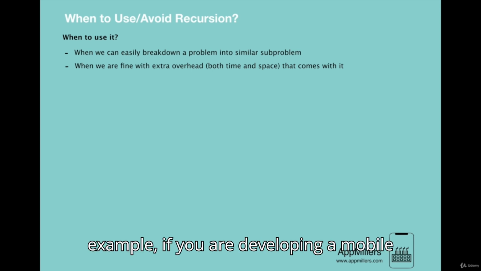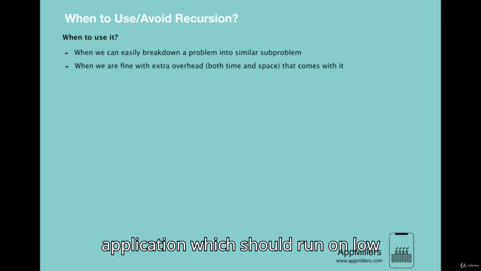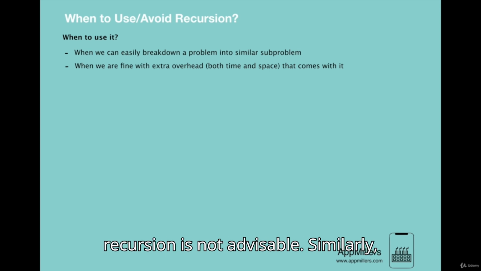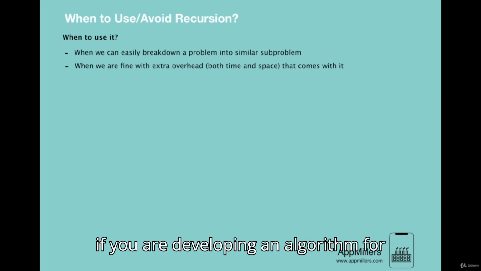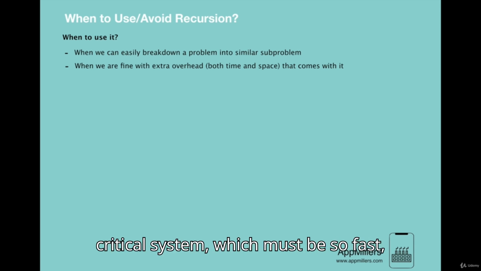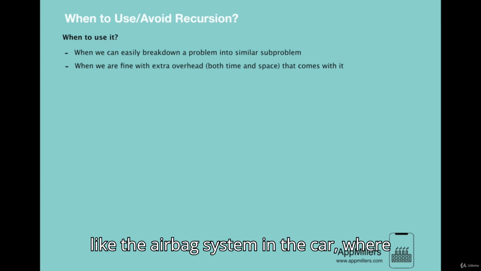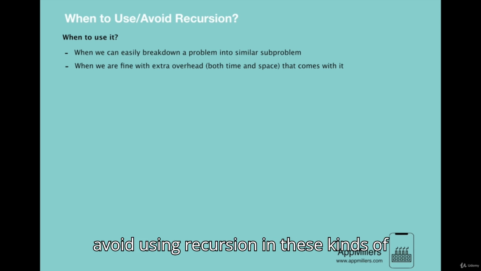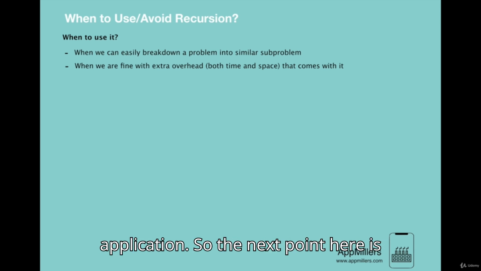For example, if you are developing a mobile application which should run on low memory devices as well, in this case recursion is not advisable. Similarly, if you are developing an algorithm for a critical system which must be very fast, like the airbag system in the car, where a fraction of a second matters, you must avoid using recursion in these kinds of applications.